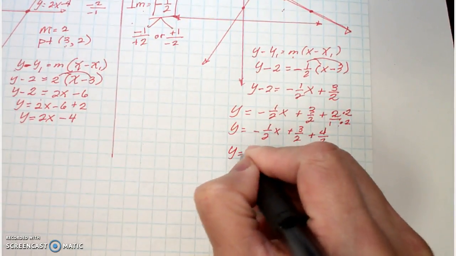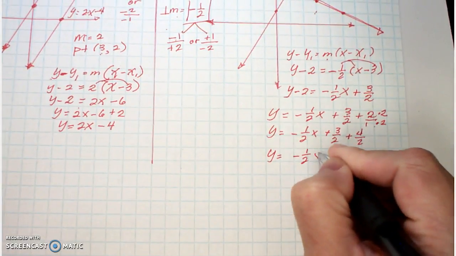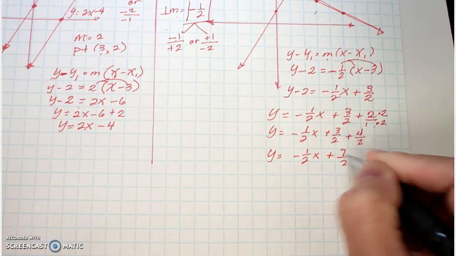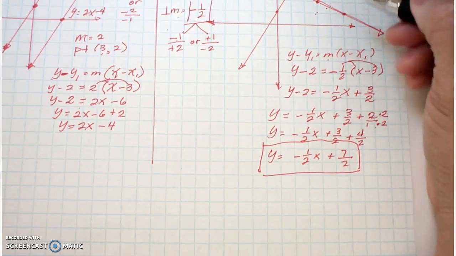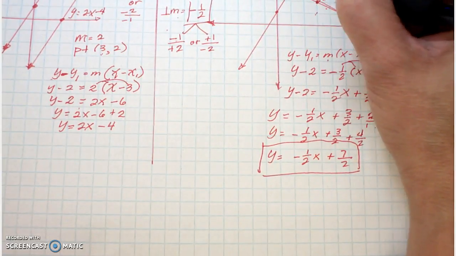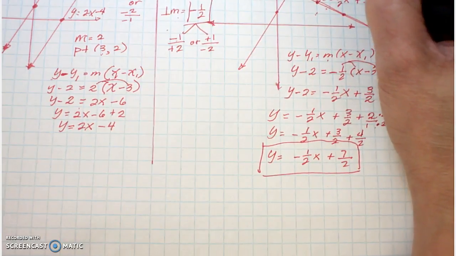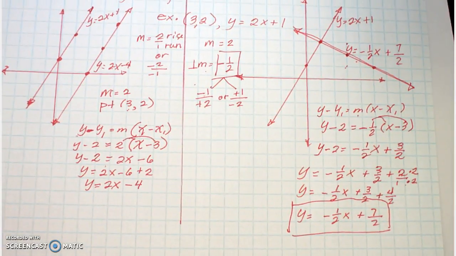Y is now equal to negative 1/2 x plus 7 over 2. This now is the equation of this line right here, which is y equals negative 1/2 x plus 7 over 2. That is your perpendicular and parallel lines.